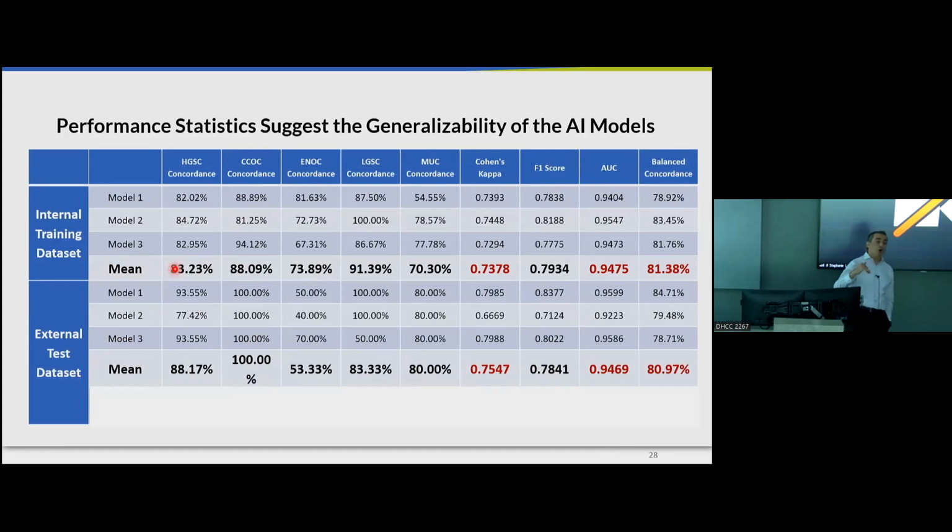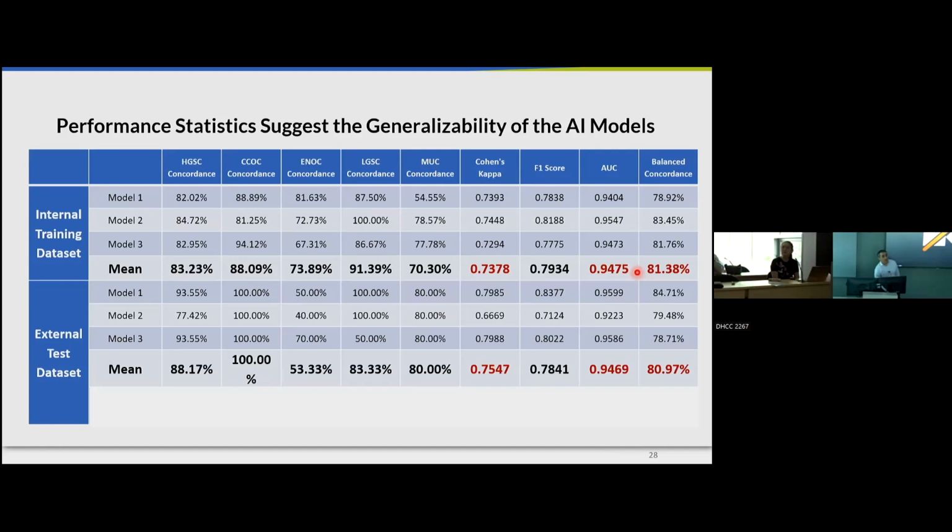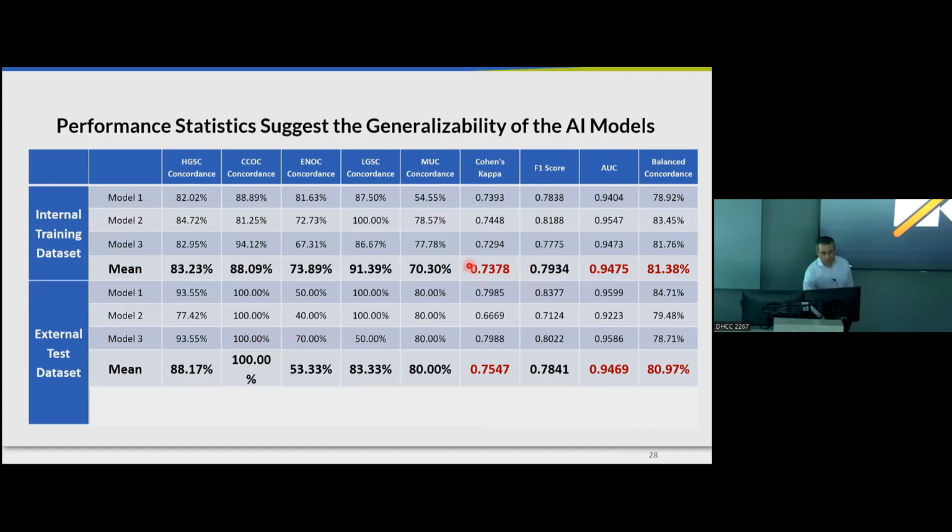So we built 3 models. I'm not going to go into details of why we did that, but eventually what we got was 81.38 percent concordance with pathologist diagnosis, which was actually pretty reasonable. And kappa value was 0.74-ish. And when we applied it on the external data set, which is again from Calgary, imagine that it was basically 20%. So we went up to close to 81% concordance, and kappa value 0.75. That was 0 in our previous attempt.